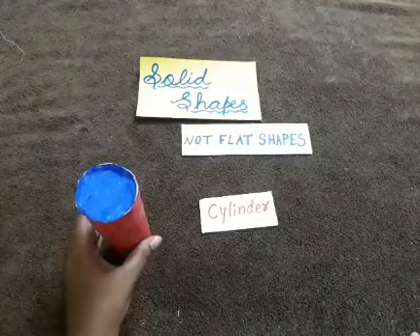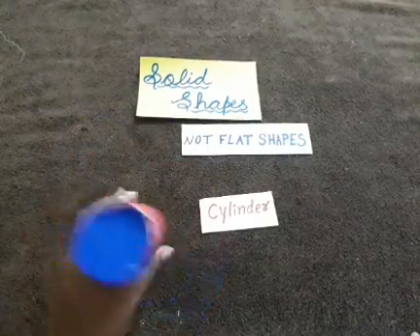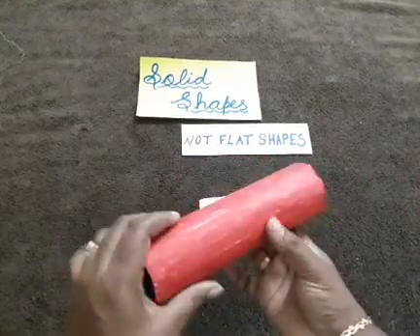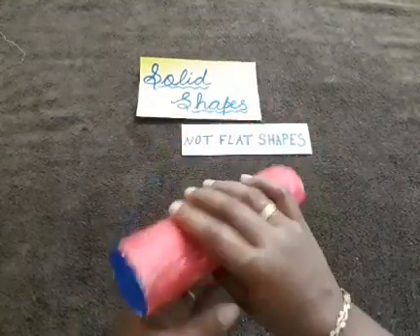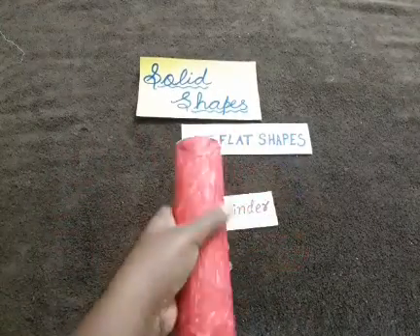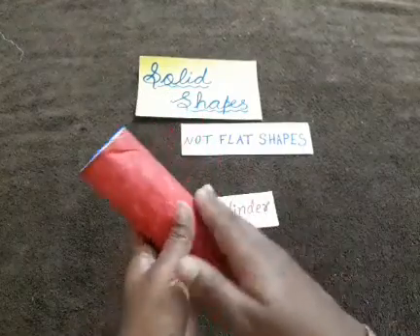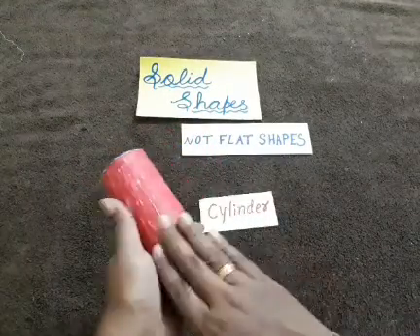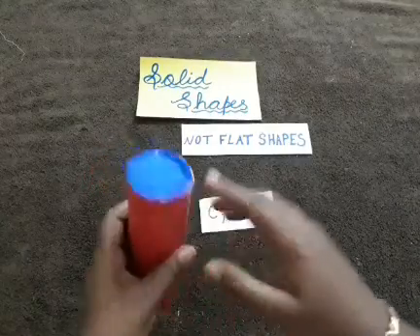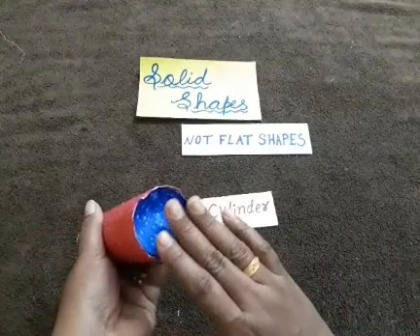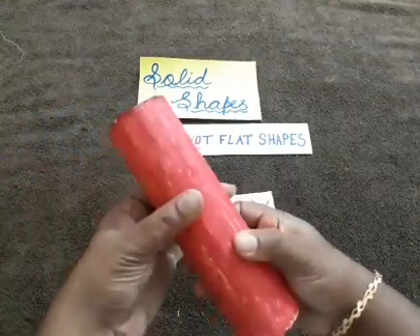Dear kids, the next solid shape we are studying is cylinder. Look at this. This is cylinder in shape. What is this shape called? This shape is called a cylinder. Now let us look at the peculiarities of a cylinder. Look at this. This shape is curved. This face is curved, but these two, the up and the down face, are what? Plane.